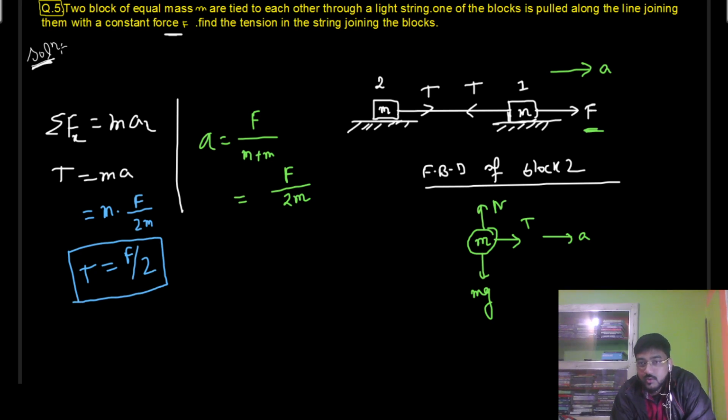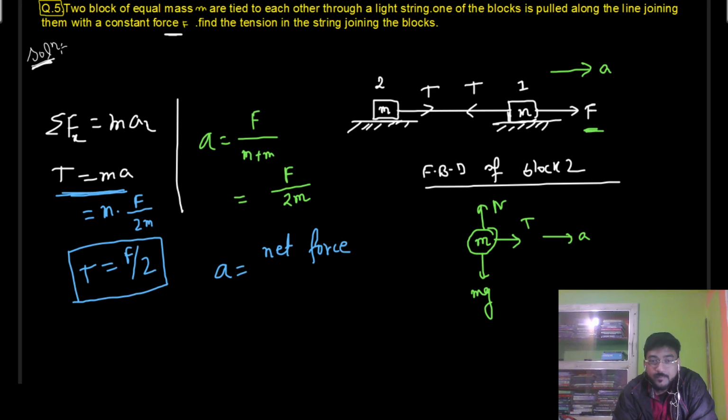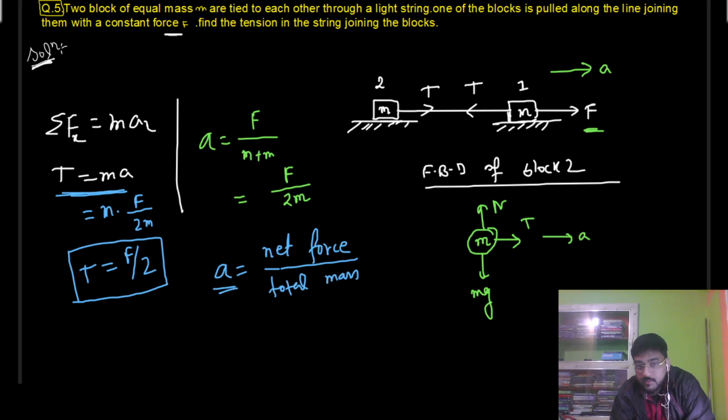This is done by using only one free body diagram. And why am I choosing this free body diagram? Because here only one force arises, so the equation will be the simplest. This is T is equal to ma, and a is net force divided by total mass. So you can always find the acceleration if you once find the net force acting on the system in the direction of acceleration. The net force divided by total mass will be the acceleration.